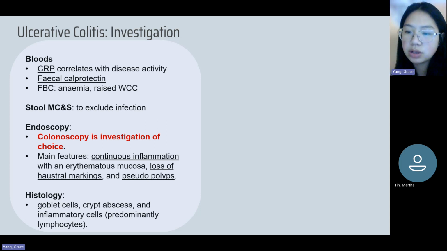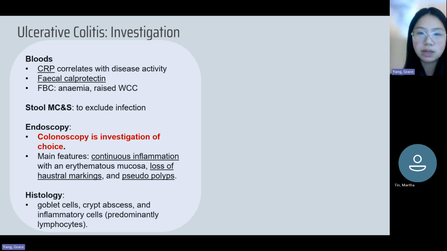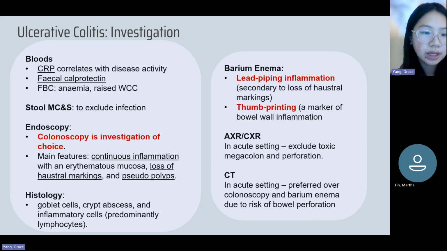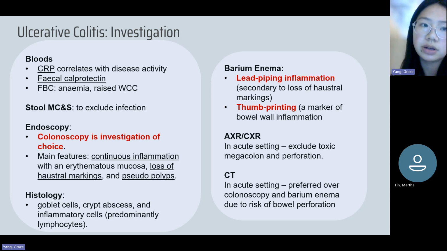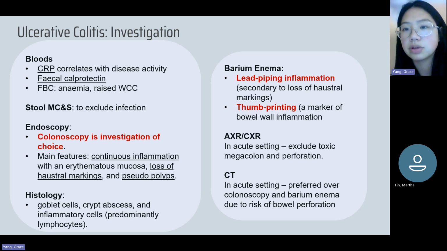So the haustra is when the colon becomes segmented, if you can remember, like on an abdominal X-ray. And in histology, you'd see a lot of goblet cells, crypt abscesses, and inflammatory cells, mainly lymphocytes. So these are kind of buzzwords. If you see them, you think UC, not Crohn's. In barium enemas, you'd see a lead pipe inflammation, which I'll show you in the next slide, and also thumb printing, which is a sign of bowel wall inflammation.